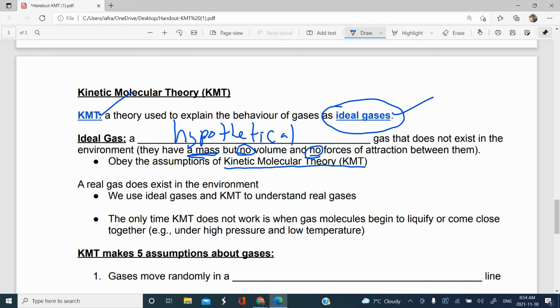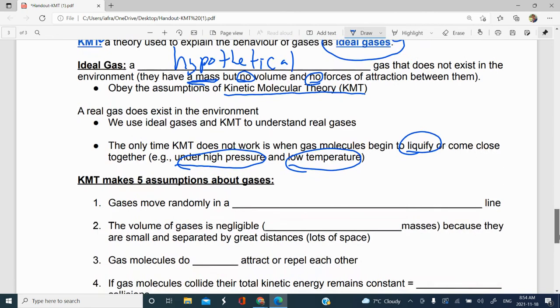There are forces of attraction between gas particles, but it's so small we can pretend they're not there, and it makes our understanding a little bit easier. It makes our calculations easier as well if we make those assumptions. The only time a real gas doesn't really follow the ideal gas rules or assumptions under the kinetic molecular theory is when you're under really high pressures and really low temperatures, because the gas molecules will start to liquefy and come really close together, and then it just won't work. Your assumptions are just totally wrong in that case.